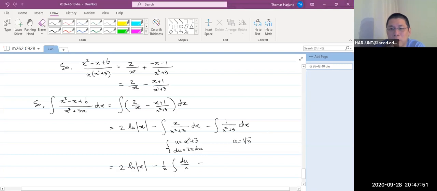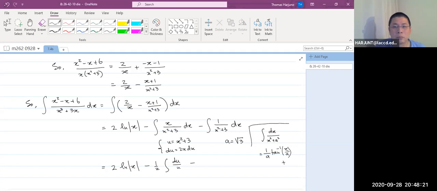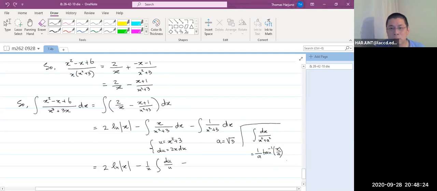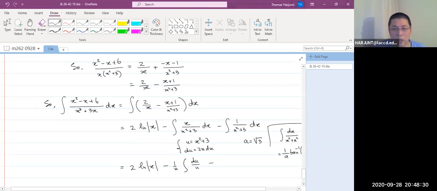Maybe I prefer to ask you this. Do you remember what is the integral of dx over x squared plus a squared? I wonder if you remember that. If you memorize that, that's better. Otherwise, you need to use trig substitution. This is 1 over a tangent inverse of x over a plus constant. Okay, so with that knowledge, with that memorization, you can do this computation a lot faster.